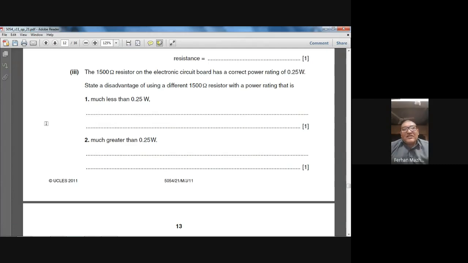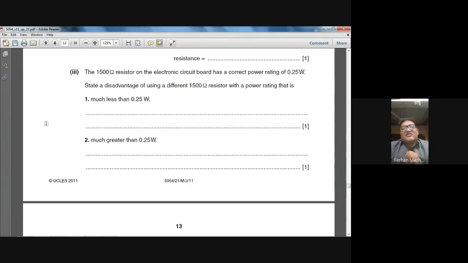electronics-based question. If the resistors are 15 ohm but their power rating is larger, normally what happens when you increase the power rating of the resistor is that their dimensions increase. Their length, width, height increase. The physical size of the resistor becomes larger.